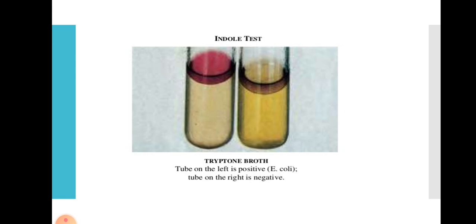The picture of Indole test. Tube on the left is positive with a red ring, inoculated with E. coli. Tube on the right is negative, inoculated with Enterobacter aerogenes.